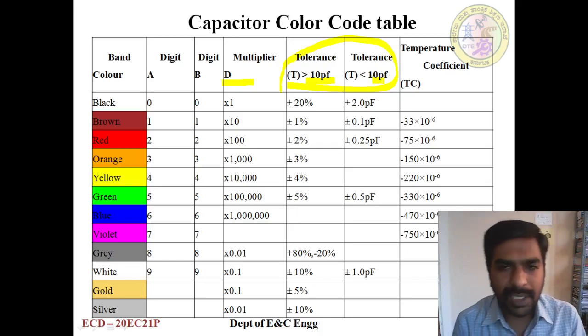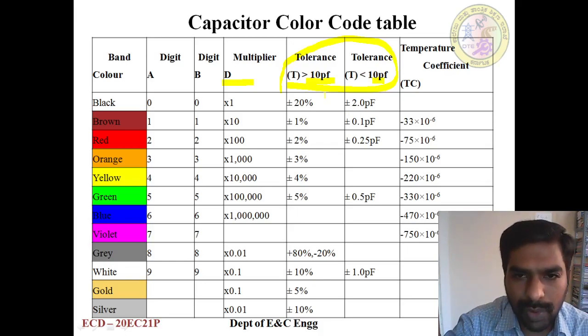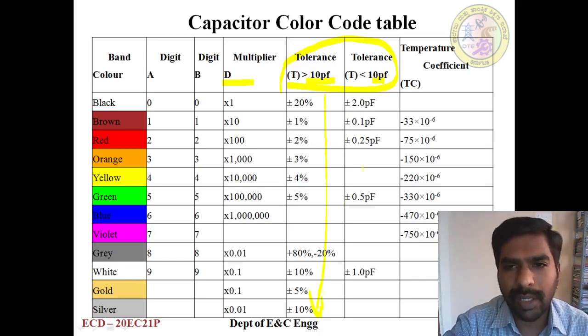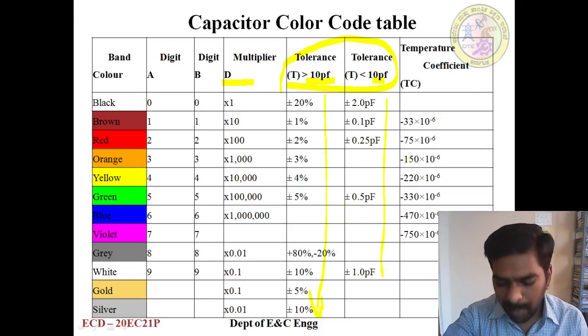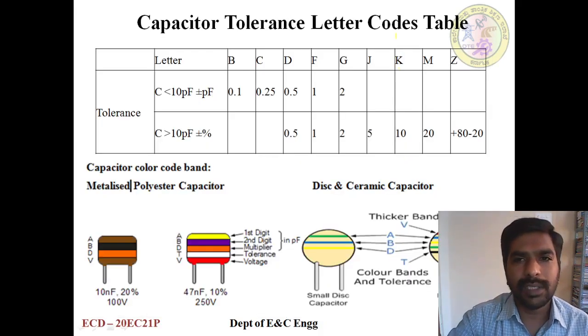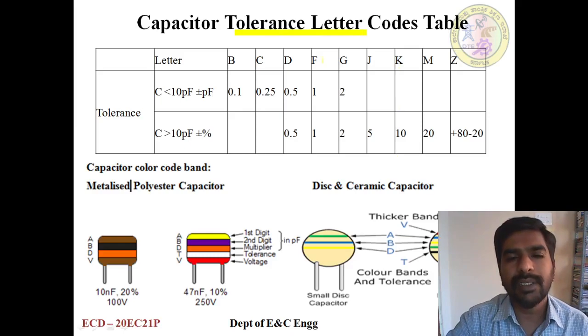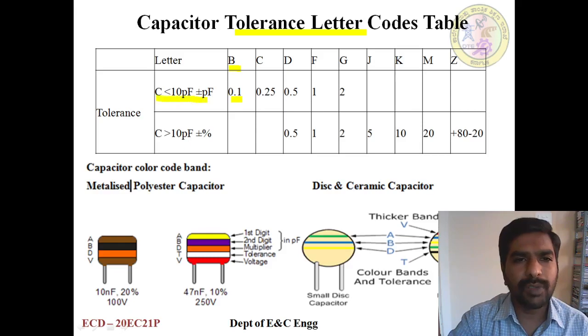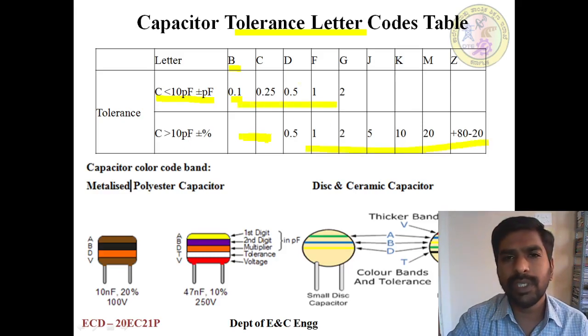If the capacitor is greater than 10 picofarad, we need to use this as a tolerance. If it is less than 10 picofarad, we have to use this one. And a temperature coefficient is also mentioned in the capacitor color code. And this is about the tolerance value. Instead of writing the color, they may have written an alphabet B, C, D, F. It means there is a tolerance value. So B means 0.1 if the capacitance value is less than 10 picofarad. If it is greater than 10 picofarad, there is no B. Like this way we can use the tolerance value.